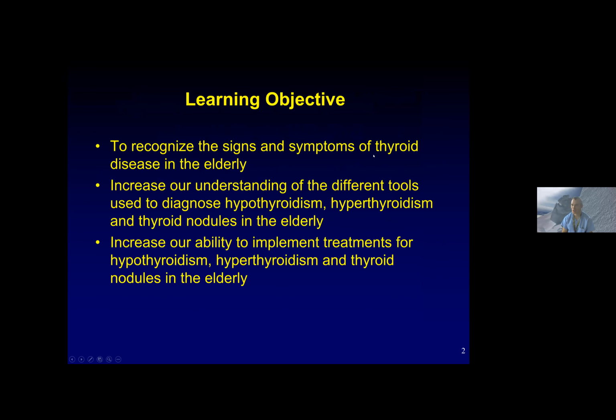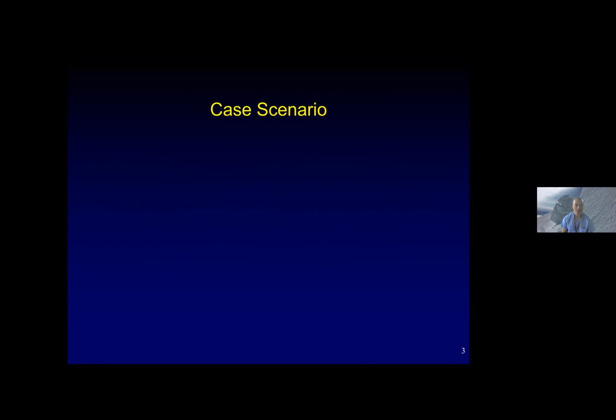Okay, so the learning objectives for today include to be able to recognize the signs and symptoms of thyroid disease in the elderly, to increase our understanding of the different tools used to diagnose hypothyroidism, hyperthyroidism, and thyroid nodules in the elderly, probably the three most common conditions that you're going to encounter, and to increase our ability to implement treatments for hypothyroidism, hyperthyroidism, and thyroid nodules in the elderly.